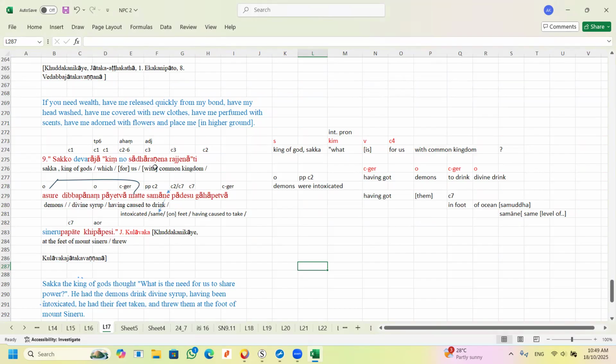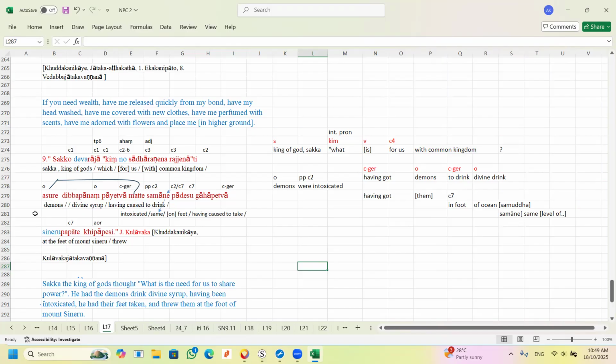Can you see this one? This is the plural of I, for us. Now, can you see the word Rajena? Rajena means kingdom. This is a common kingdom. You know what it means by common kingdom? Okay, now we will look at the next slide.